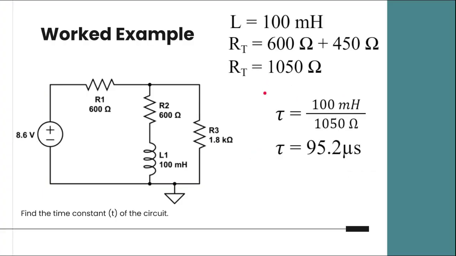In this example, we'll calculate the time constant. The inductance of the circuit is simply 100 millihenries, since there is only one inductor, and when adding all the resistors together, we get a total resistance of 1050 ohms. To calculate the time constant, we divide the inductance of the circuit over the resistance, as can be seen here, and when done, produces a value of 95.2 microseconds for the time constant to occur.